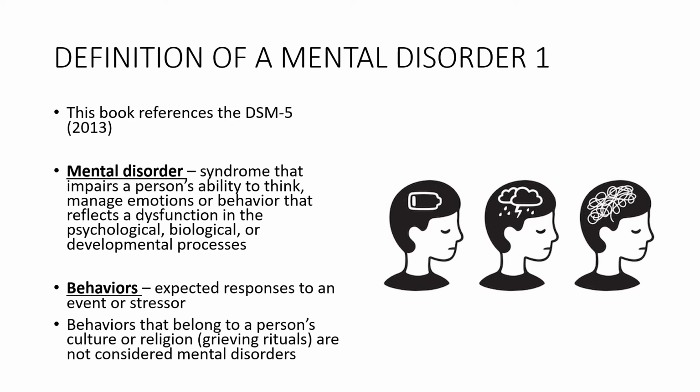Okay. In this book, it references the DSM-5, which is the most recent. The first version of it was in 2013. Let's define what a mental disorder is, okay? It is a syndrome that impairs a person's ability to think, manage emotions, or behave, reflecting a dysfunction in psychological, biological, or developmental processes. So a mental disorder is something that prevents a person from being able to think or manage their emotions or behaviors, and so it is seen as very dysfunctional.